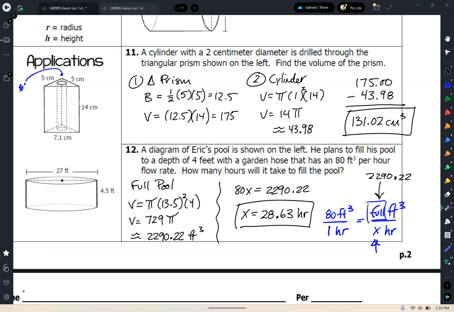Now I've got 3 of the 4 numbers in my proportion. So now I'm going to cross multiply. 2290.22 times 1. Just that equation. You're doing it times x. Now the other side. We're taking the full volume and we're dividing it by 80 feet for every hour.